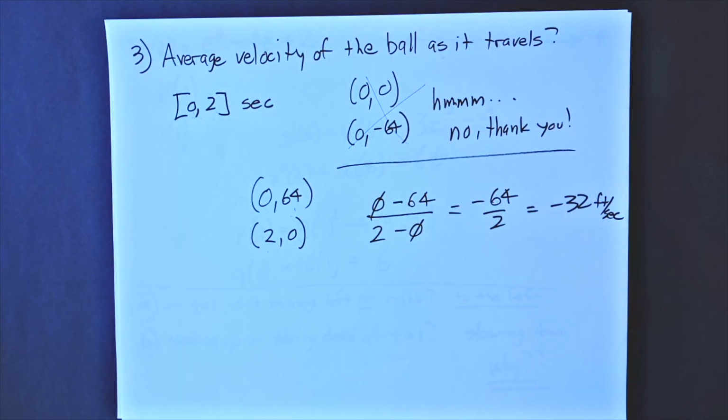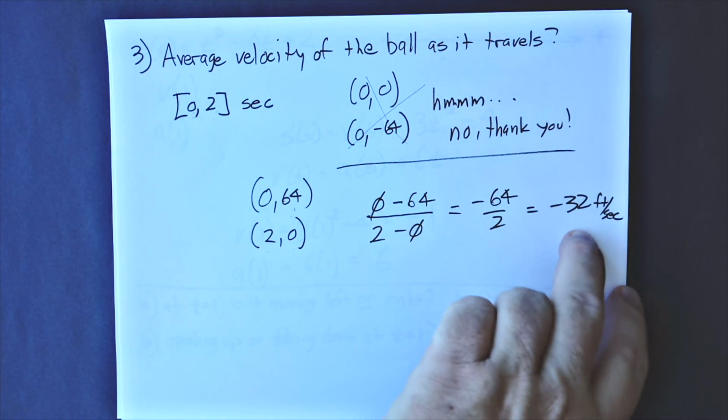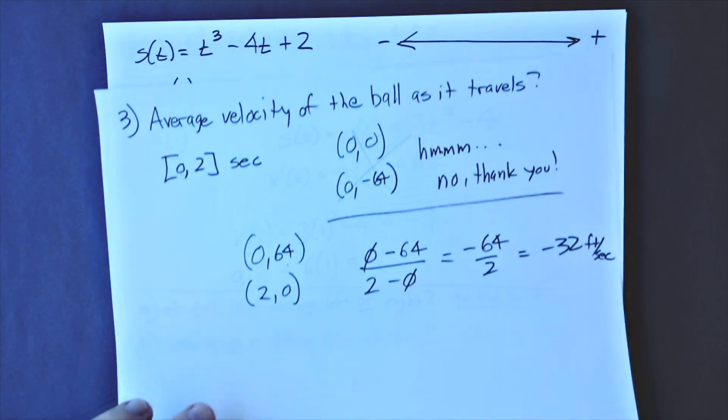So I plug that into my formula for the slope, the average slope, just simple y2 minus y1 over x2 minus x1, and I get negative 32 feet per second. So that's the average velocity over the fall.